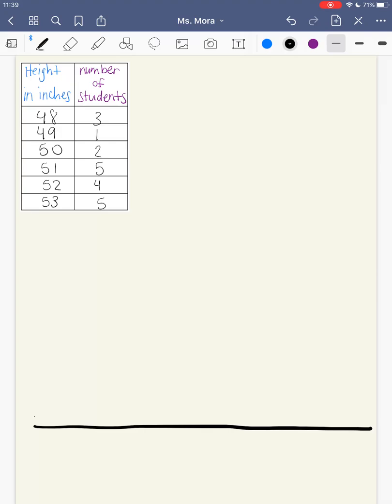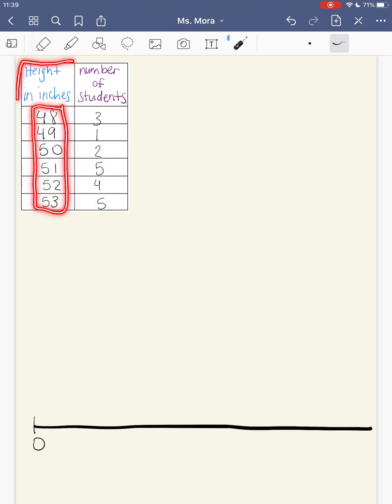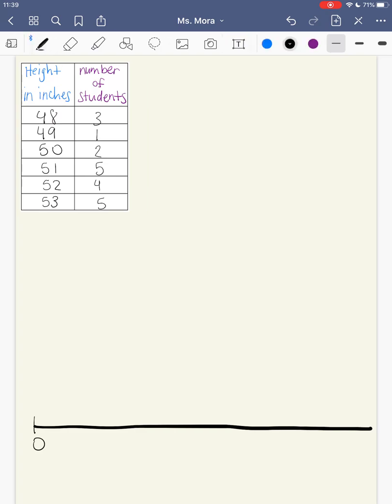So first, to label my numbers, okay? So I have 0. And then if you look here, my first number is 48. Then it goes 49, 50, 51, 52, 53. And that's the height in inches of students, okay? So because it starts at 48 here, I'm gonna start my number line, for my line plot, at 48. And I'm going to draw my 2 hash marks here. They're diagonal hash marks that show that I'm skipping between 0 to 48 because I don't need those numbers, okay?